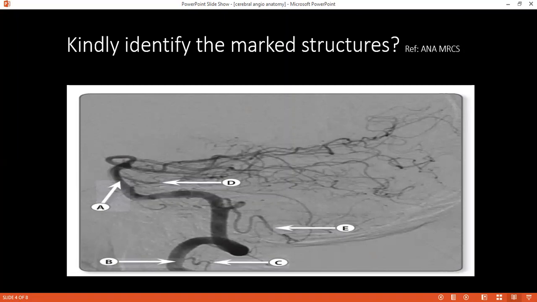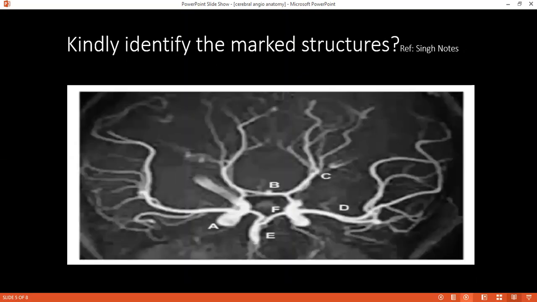Yes. Can you please tell me which branch does it give before it gives anterior and the middle? ACA and MCA. Yes, ma'am. It is ophthalmic artery. Ophthalmic, very good. All right, good. What is this? Does it show anything or is it just an artifact?